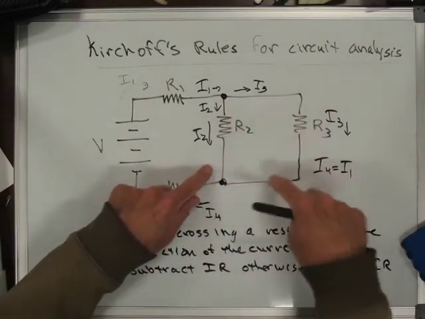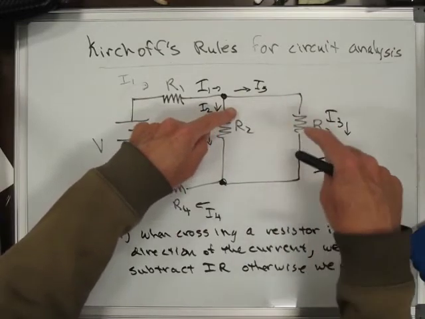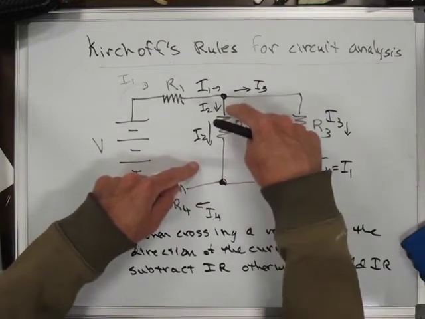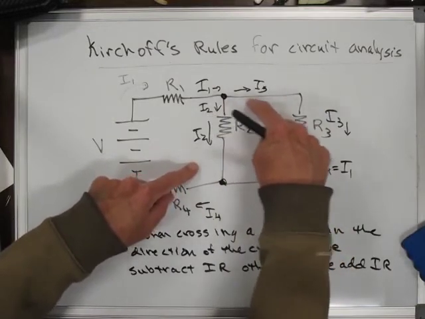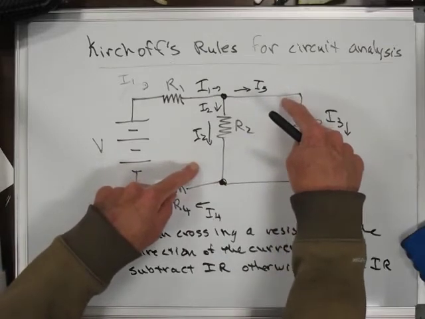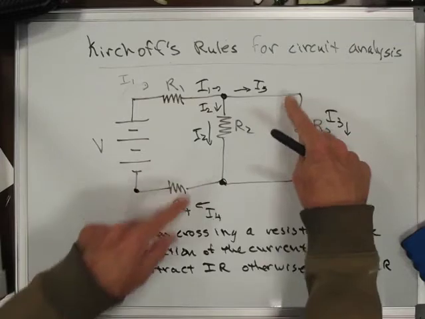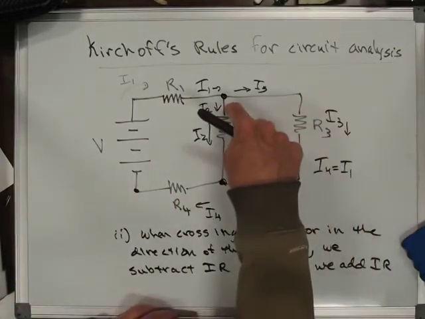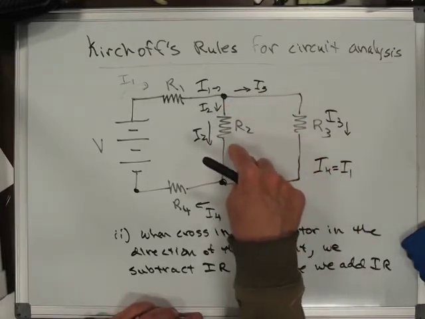If I was going around this loop, let's say I was going around this loop this way, I would say minus I3R3 plus I2R2, because now I'm going against the current, and that gets me back to my original spot without crossing any resistors again, equals 0. So this would say that I3R3 minus I2R2 equals 0. That would say that I3R3 equals I2R2.